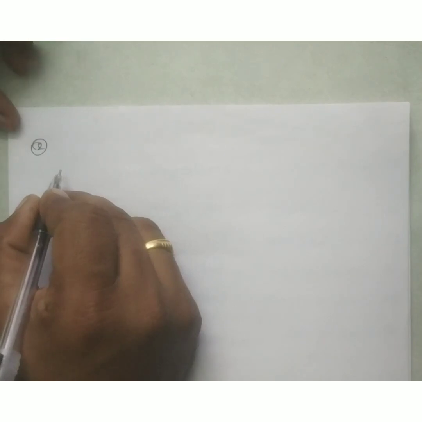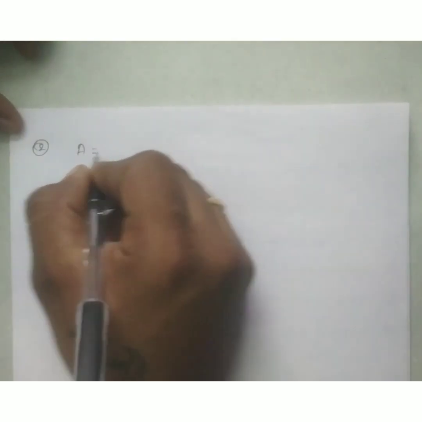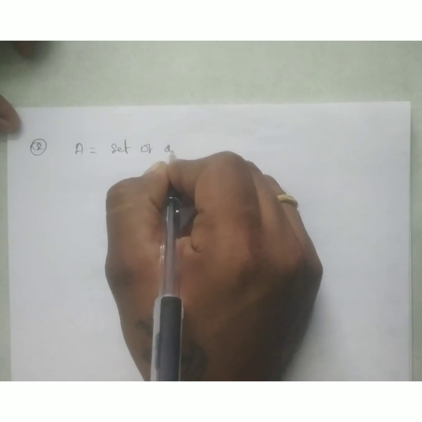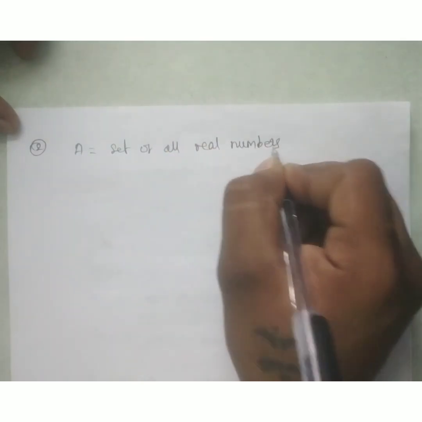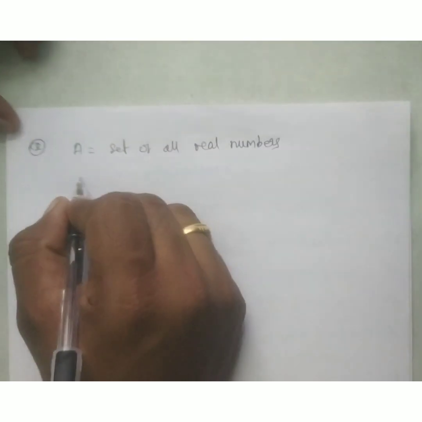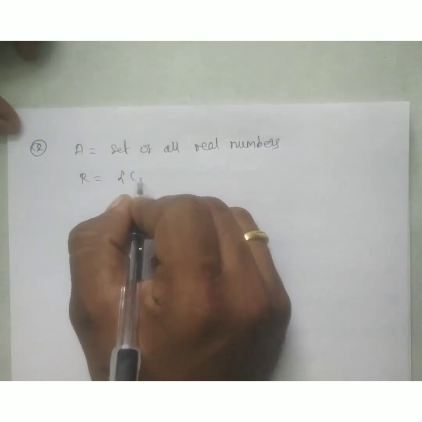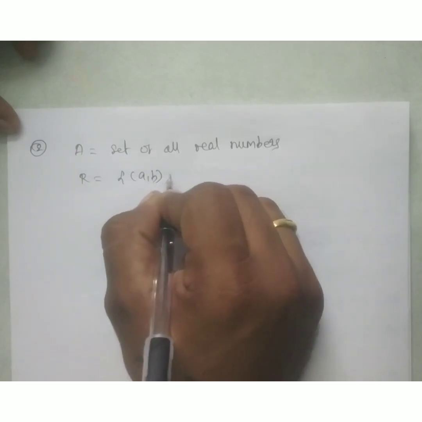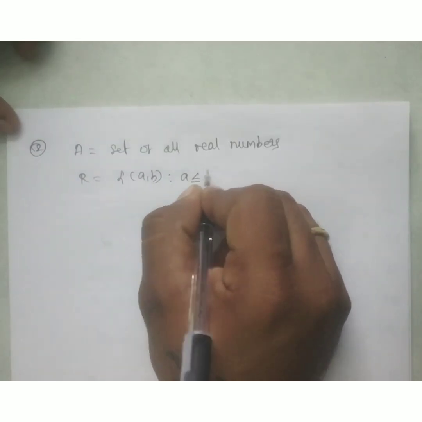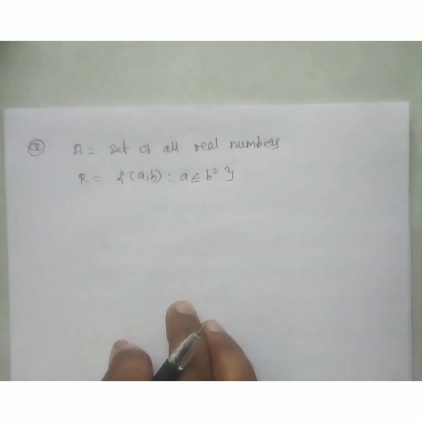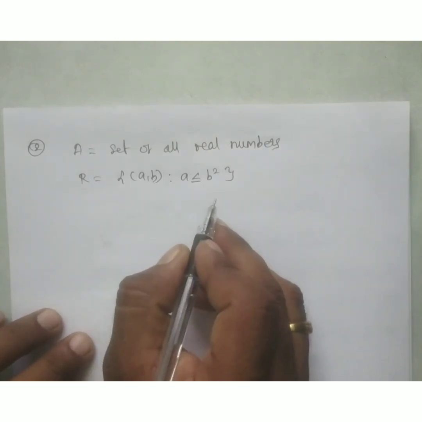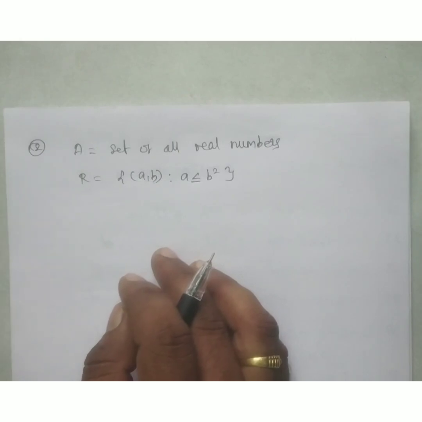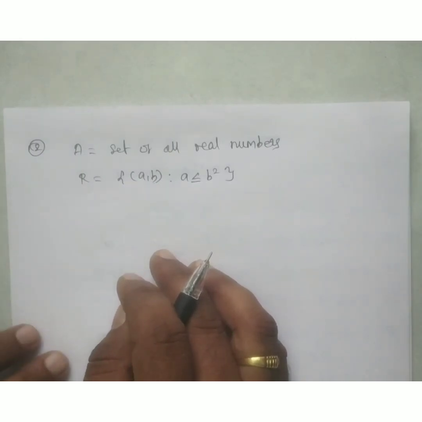Next question, question number 2. What is the set given here? Set A equal to the set of all real numbers, and relation R is given here. Relation R is the set of (A, B) such that A is less than or equal to B square. We have to prove that the relation is neither reflexive, nor symmetric, nor transitive. Clear?